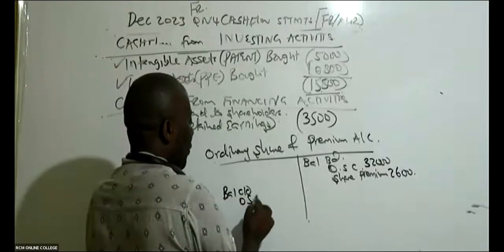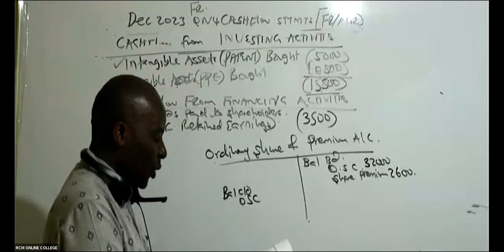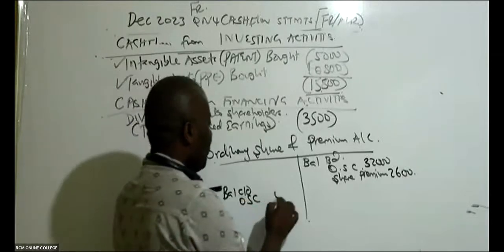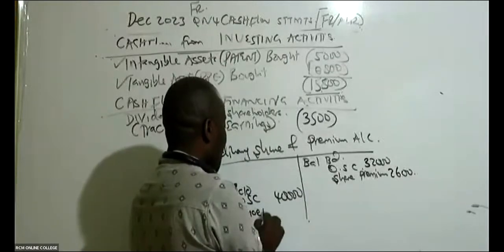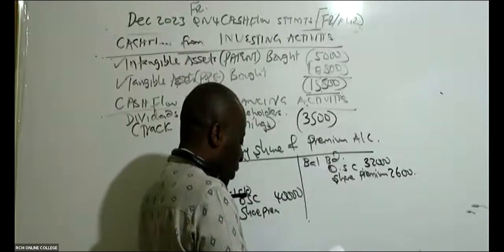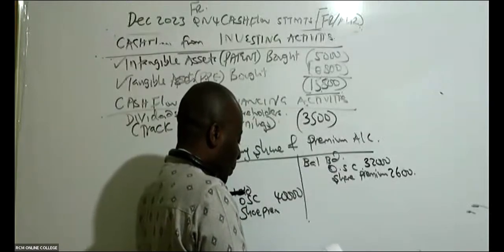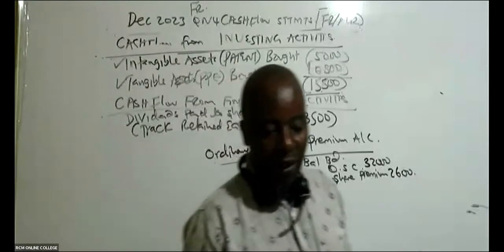So under carry down, we have ordinary share capital carried down; you can see there 2023, it's 40,000. And then we have share premium. What do we have here? Share premium, ladies and gentlemen. We have 3,000. All right.